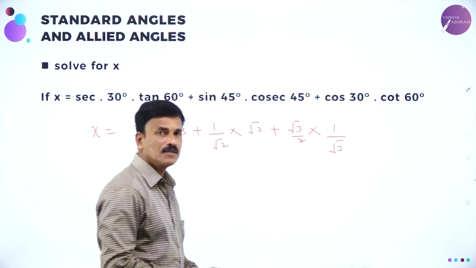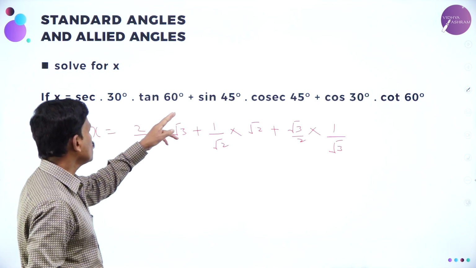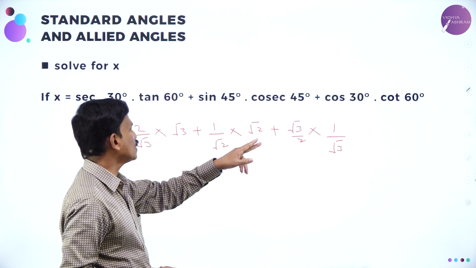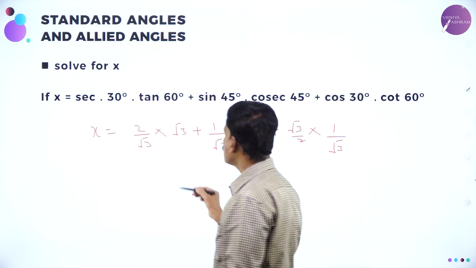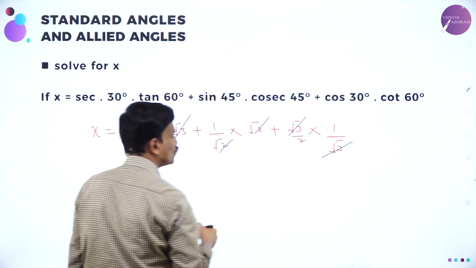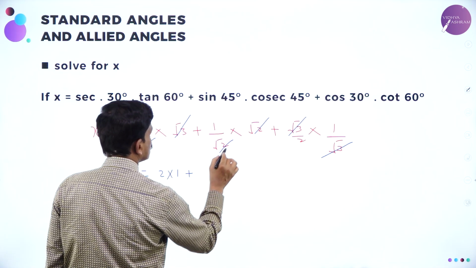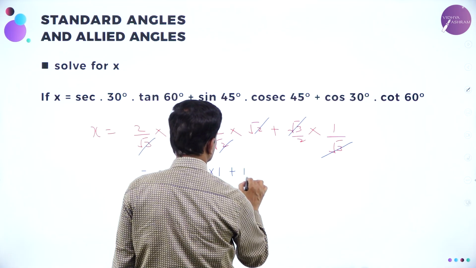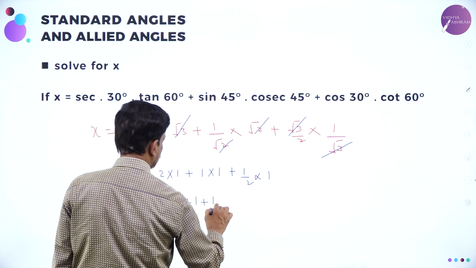That's it. See here, very simple problem. Secant 30 is 2 by root 3, tan 60 root 3, sin 45 1 by root 2, cosecant 45 root 2, cos 30 root 3 by 2, cot 60 1 by root 3. So, simplify this. What happens? This root 3 gets cancelled, root 2 gets cancelled, and again root 3 gets cancelled. What is left over? 2 into 1 plus 1 into 1 plus 1 by 2 into 1. So, therefore, x is equal to 2 plus 1 plus 1 by 2.